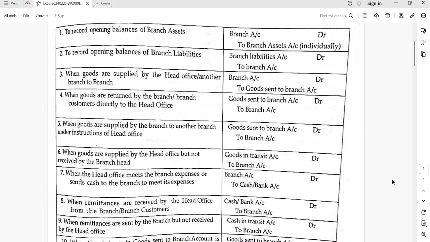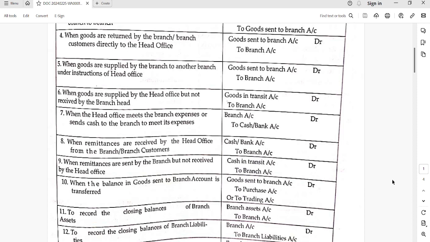When remittances are sent by the branch but not received by the HO, the cash in transit account is debited to the branch. We have done one sum in the last question where the remittance was yet to be received, when we recorded the journal entry regarding the cash in transit.